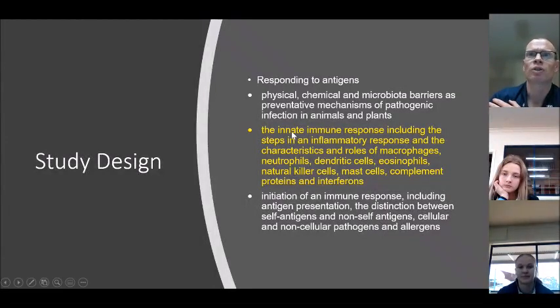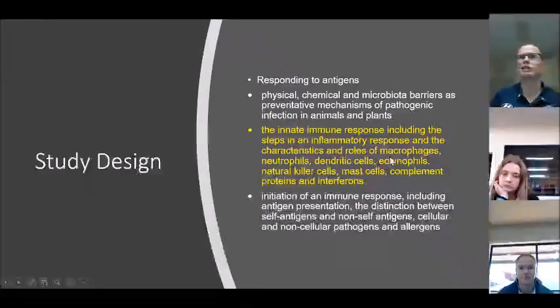And that bit in yellow, that's what your study design says. It's pretty much just rewording what I said, except it's naming those cells specifically. So the innate immune response, including the steps in inflammation, the characteristics and roles of macrophages, neutrophils, dendritic cells, eosinophils, killer cells, and mast cells. So it names all those cells. You're going to need to know what they do. I'll walk you through that, and we'll set up some summaries around that too.